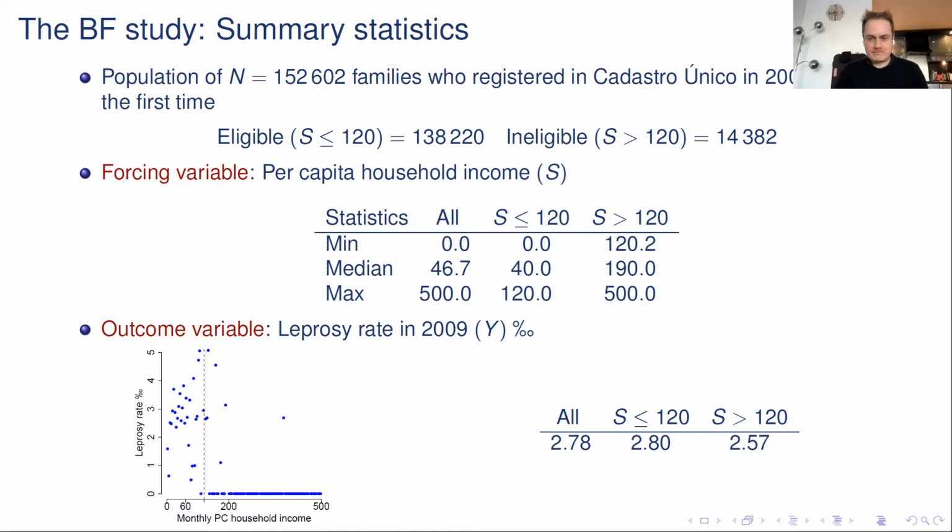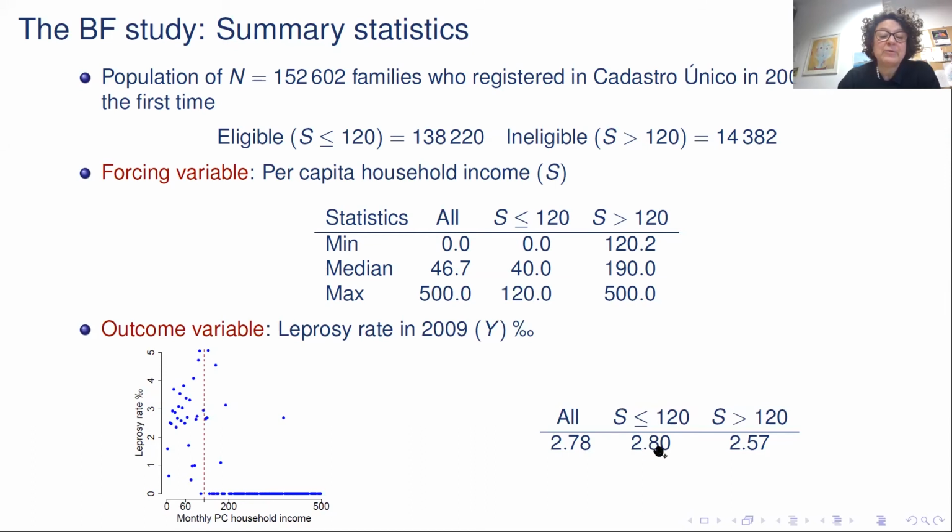So here are some descriptives of our data. And obviously all the eligible families have a value of the forcing variable below the threshold of 120.